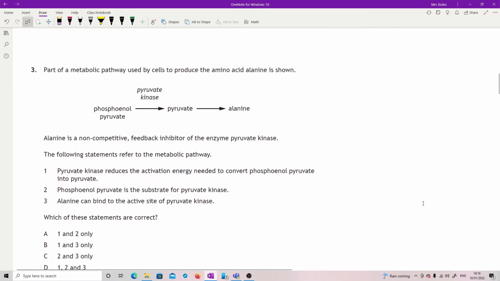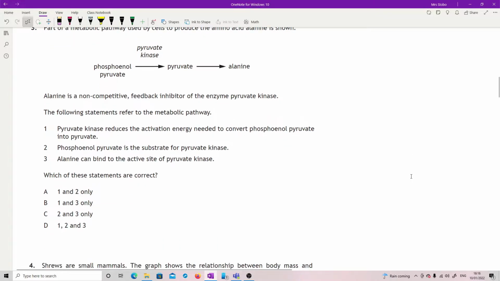Question 3. Part of a metabolic pathway used by cells to produce the amino acid alanine is shown. Okay, so we have phosphoenol pyruvate. Pyruvate kinase is the enzyme that changes that to pyruvate, and then another enzyme must be changing it to alanine. Alanine is a non-competitive feedback inhibitor of the enzyme pyruvate kinase. So this is using feedback inhibition here.